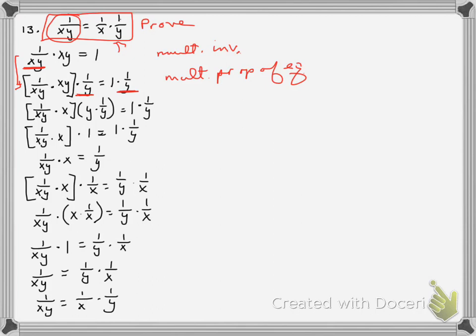And why did I pick 1 over y? Of all the things I could pick, well, if you notice, the 1 over y is one of the two things I need to get on the right side. So there we have that step.